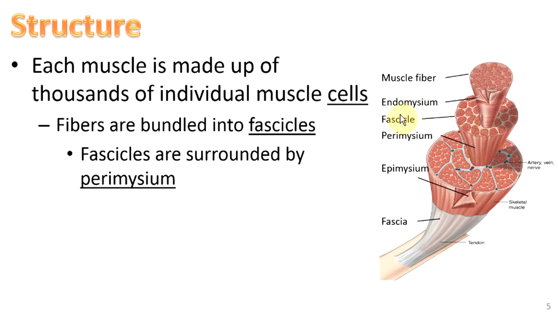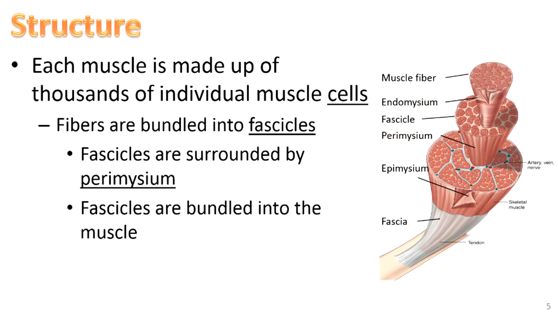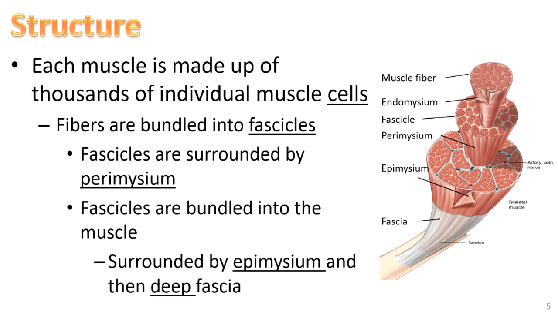If you remember, endo means within or inside, peri means around. When we bundle the fascicles together, that's when we end up getting what we call a muscle, and it is surrounded by the epimysium. Epi means, as you remember, upon. And then we have a further connective tissue membrane surrounding those called deep fascia, which is this white thing here, and we'll learn later that it is what becomes the tendon.